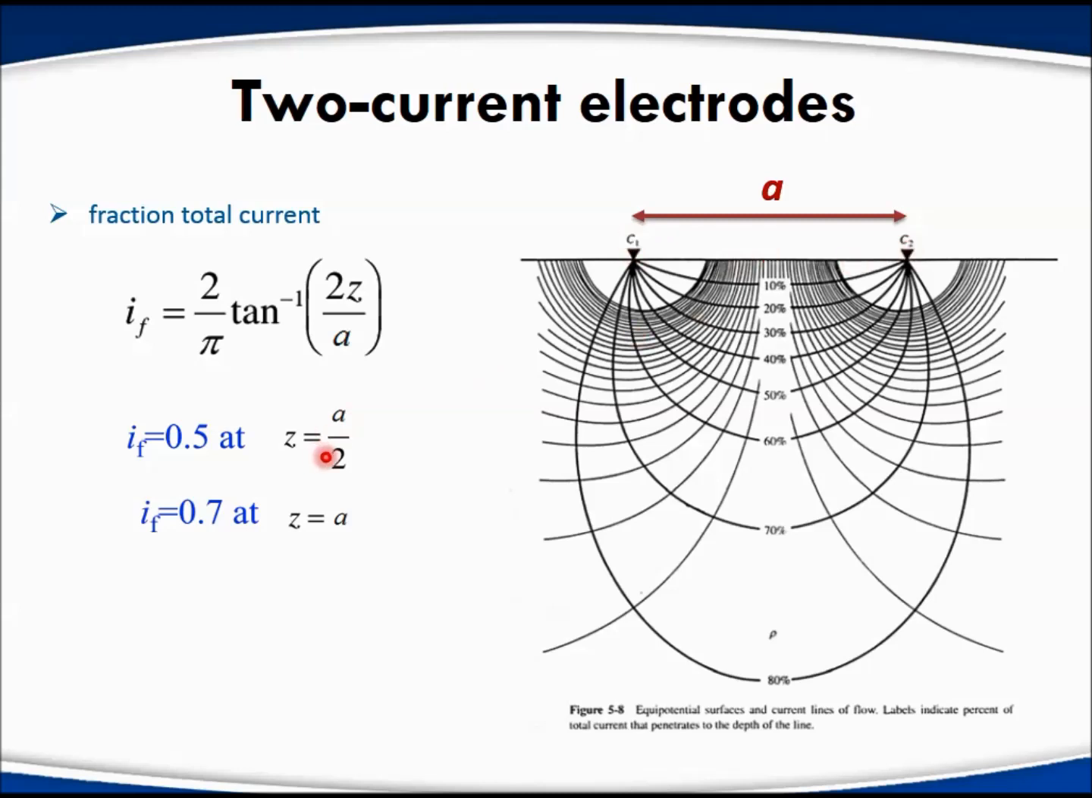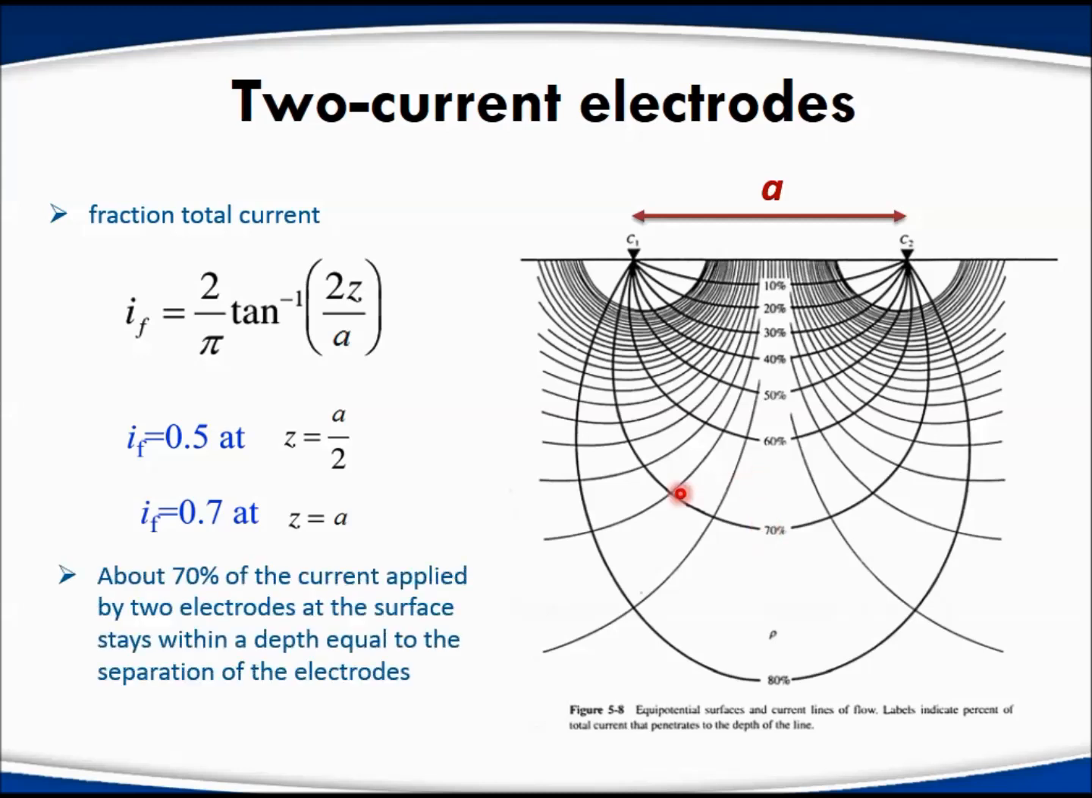And we can see that the current fraction is about 70% if the depth of penetration is equal to A, meaning that when the depth of penetration is equal to the distance A between C1 and C2, 70% of the current flows. This means that the wider the spacing between two electrodes, the deeper the current will go.